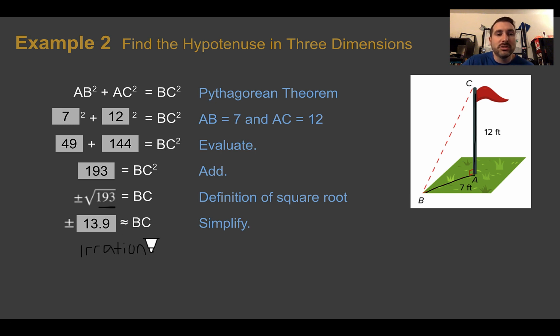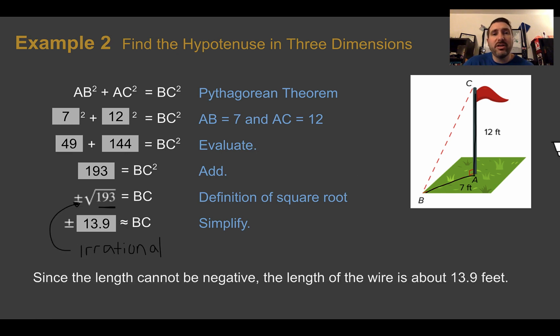Irrational. That just means that the number goes on forever and ever, and you can't make a fraction out of it, essentially. So in the Pythagorean theorem, we're going to deal with a lot of irrational numbers, which are not perfect square roots. If it does come out nicely, like we saw in the last example, those are called rational numbers, where it doesn't have that IR in front of it. Anyway, back with our Pythagorean theorem, we found that our wire would be about 13.9 feet.